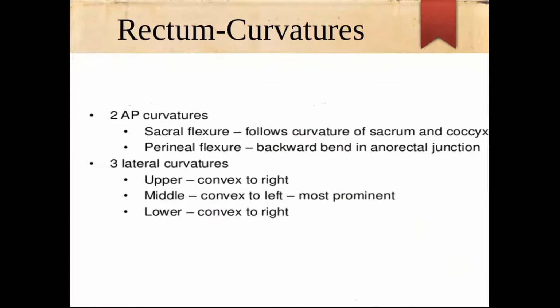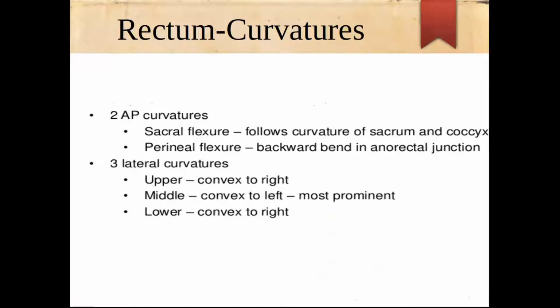What is unique about the rectum? The rectum has two anterior-posterior curvatures and three lateral curvatures. Where are the anterior-posterior curvatures? One is the sacral flexure, where the rectum follows the curvature of the sacrum and coccyx. The other is called the perineal flexure, at the anorectal junction, going backward. This is another flexure, okay?